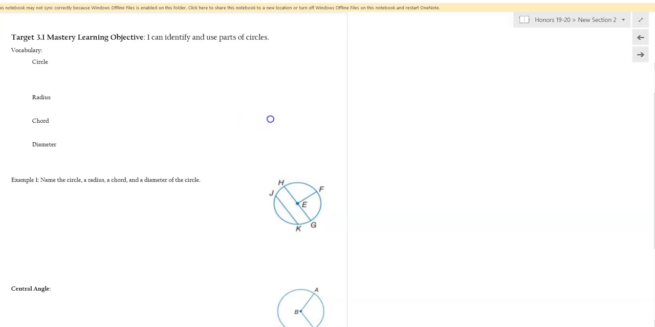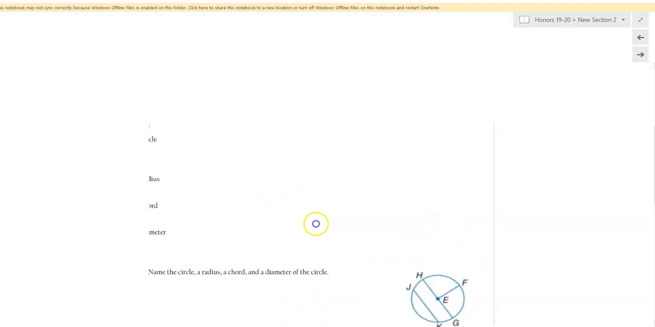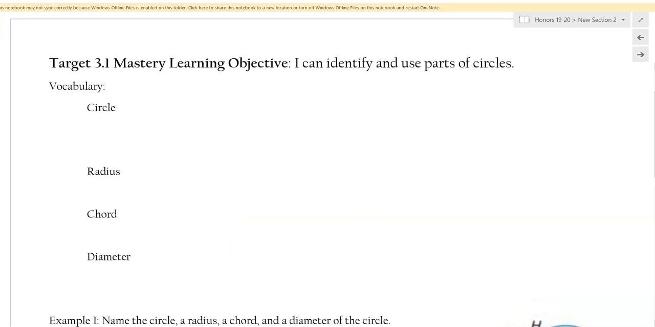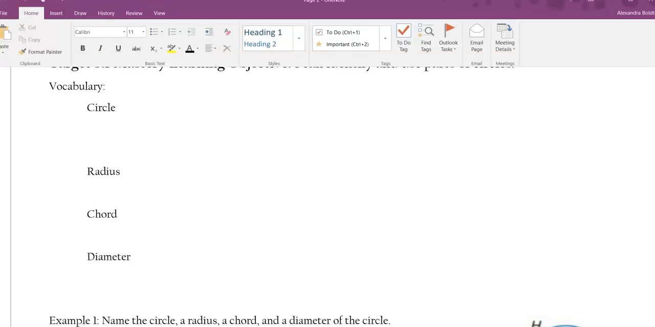All right, guys, we're looking at target 3.1. Our first one in our new unit, KC3, and KC3 is all about circles. So today we're just going to look at identifying and using parts of circles. So our vocabulary, what is a circle, right?